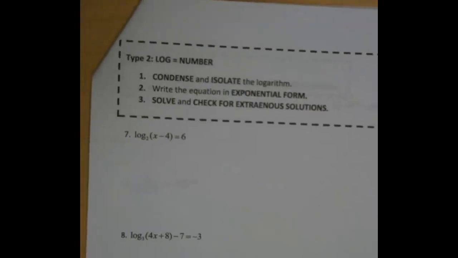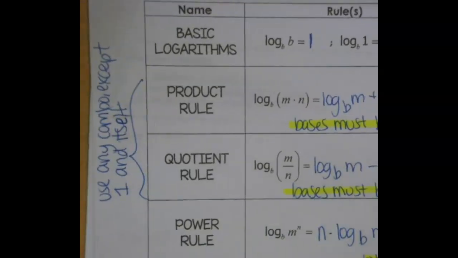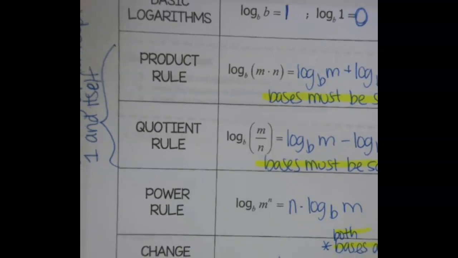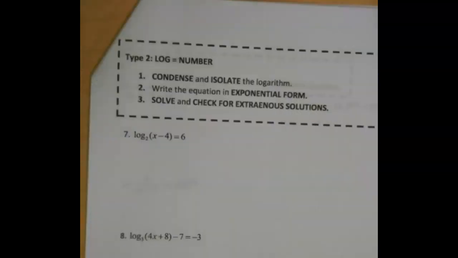The first step is to condense. We saw that on the last page. Condensing means you're probably going to need to use one of the rules or a combination of the rules that you have on this page. These are the properties we saw: product property, quotient property, and power property. So we might need to use these.